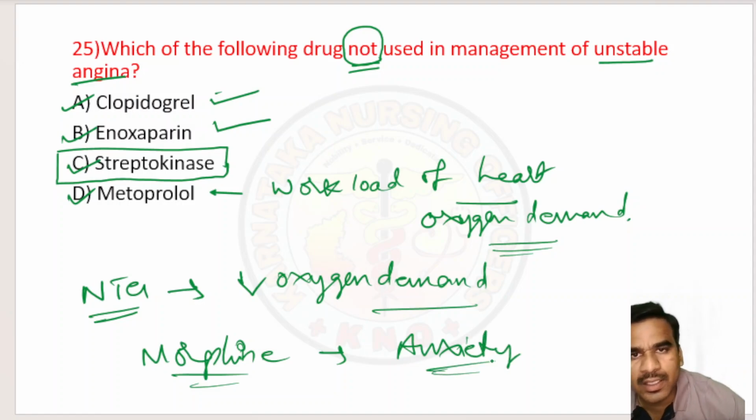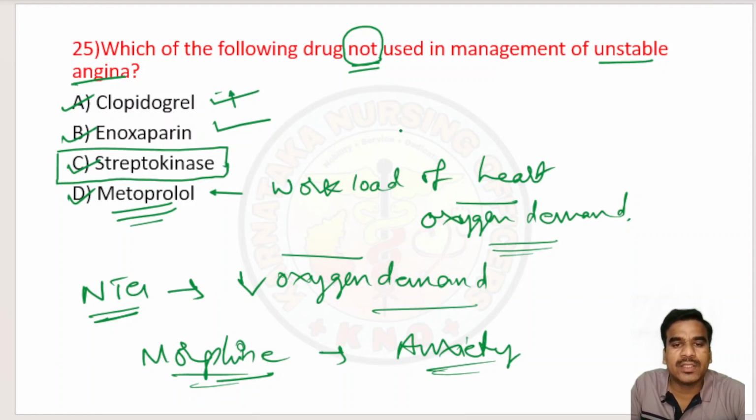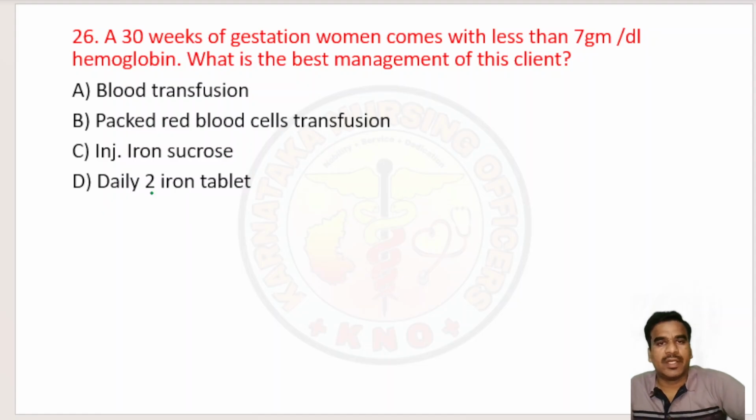During angina or MI, if any patient comes, we administer oxygen. That is the first step. We are also giving morphine, which will reduce the anxiety and oxygen demand. Same with NTG, it will reduce the oxygen demand. Metoprolol will reduce the workload of the heart. Enoxaparin and clopidogrel are what we call dual therapy, given in unstable angina. So the drug which is not given in unstable angina is streptokinase. Okay, we'll move on to the next question.